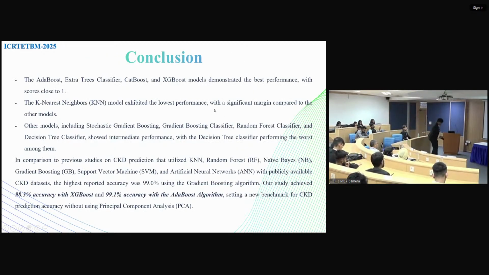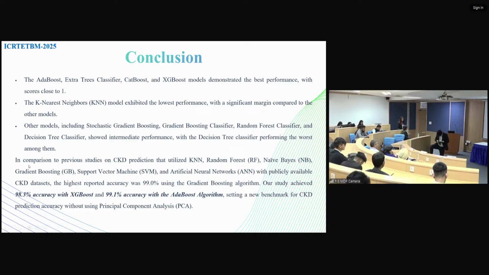I am going to conclude by saying that AdaBoost, extra tree classifier, CatBoost, and XGBoost can score close to 1 because of their reliability in correcting errors on new data. K nearest neighbors has exhibited very low performance. Other models have also performed with very good results.